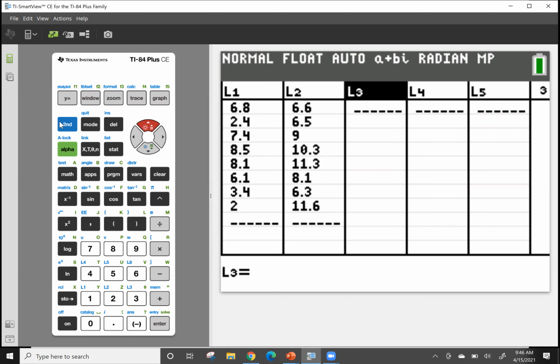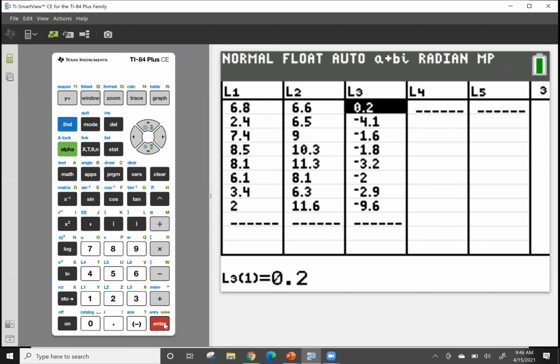So I go second L1 minus, you can see down here at the bottom, L3 is going to equal L1 minus L2. And when I hit enter, it will calculate the differences for me.